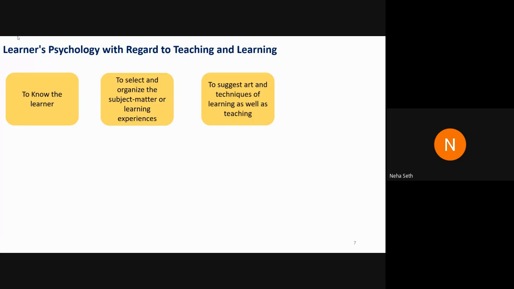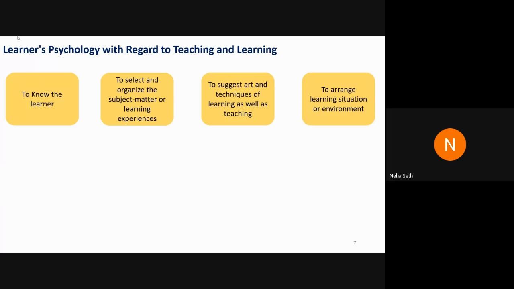So if I know my learner, I can prepare not just my subject, but at the same time I can choose the right technique of taking that particular topic in my class. Then it is also required to arrange the learning situation or the environment.